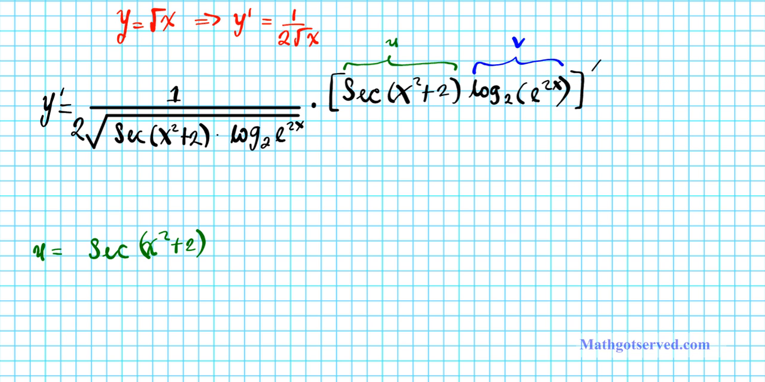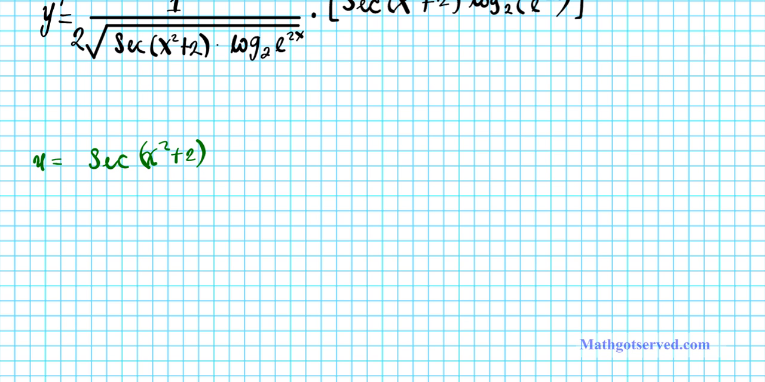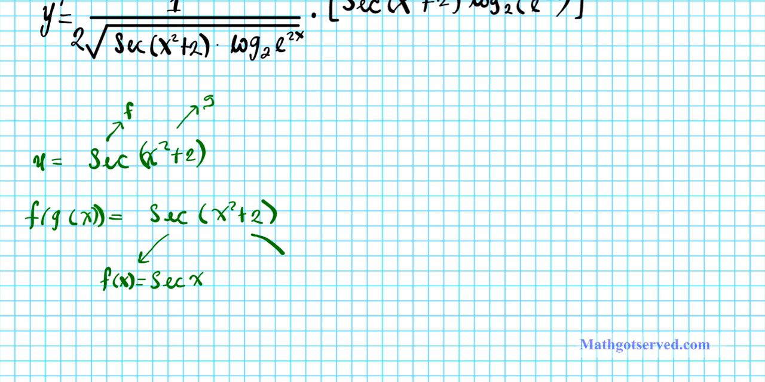All right, now we have two functions here. We can call this f of x, f, and then we can call the inner function g. All right, so if we say f of g of x is equal to secant x squared plus 2, the derivative of this function will be f prime of g of x times g prime of x. All right, so let's call f of x secant x. That was the outer function. Then the inner function g of x is x squared plus 2.